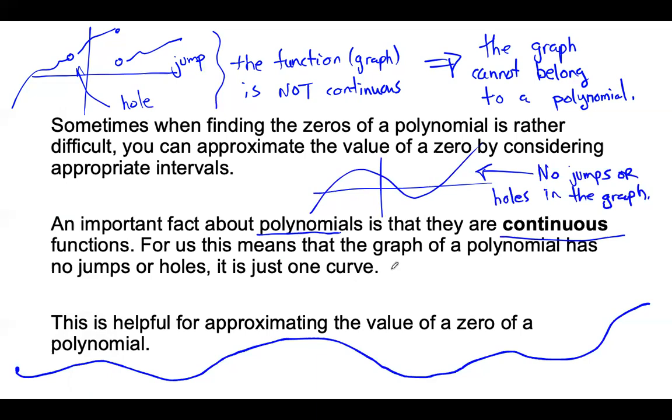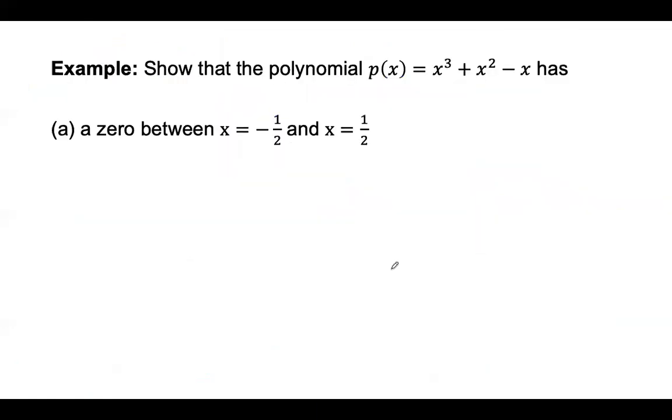So we're going to use this idea of what continuous is to help us figure out and approximate the value of a zero of a polynomial. Okay, so show that this polynomial has a zero between these two values. Okay, well, suppose we're not sure what to do.